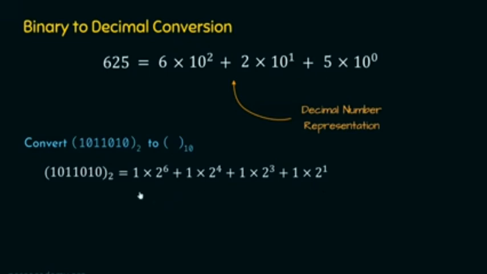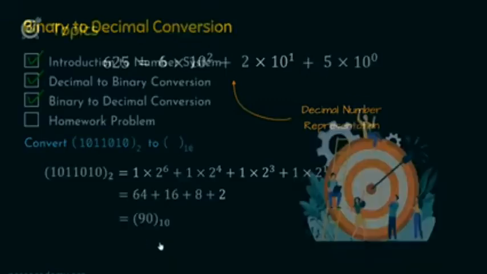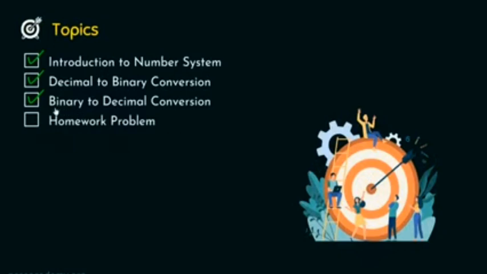Here, we will get 64 plus 16 plus 8 plus 2, which is equal to 90. So this is the equivalent decimal number of this binary number 1011010. I hope the concept is completely clear. So this is how we can convert any binary number to its decimal equivalent. This means we are done with this topic as well, that is binary to decimal conversion.